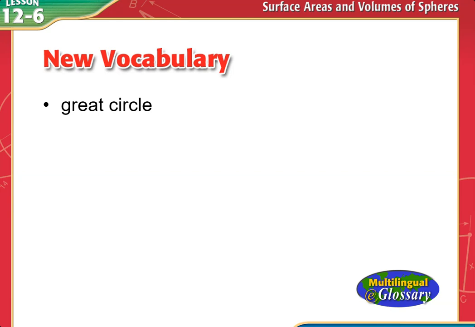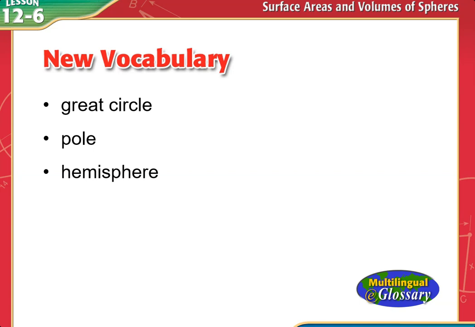Hello, geometry students. We're in section 12-6, and we have some new vocabulary. We have great circle. We'll find out what that is here in a little bit. We also have pole, and we have hemisphere.